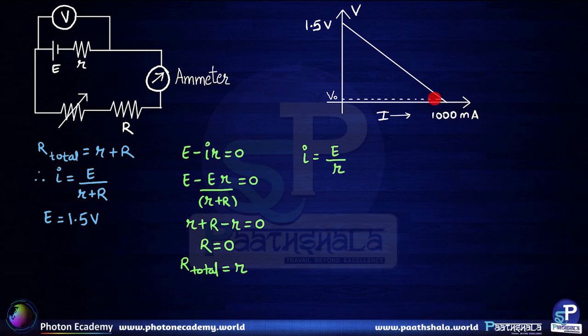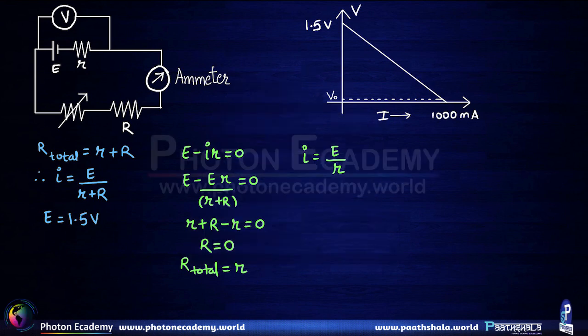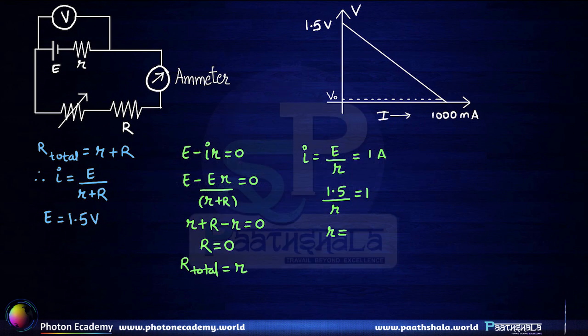As we can see from the graph, when the voltmeter reading is 0, the current in the circuit is 1 ampere. So this equals 1 ampere. Putting the value of E, we get 1.5 divided by r equals 1. Therefore, the internal resistance is 1.5 ohms.